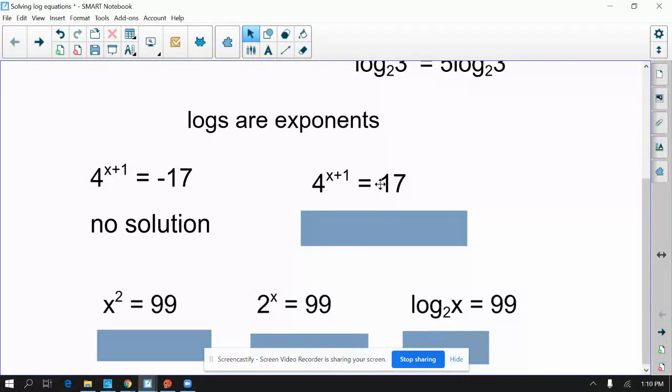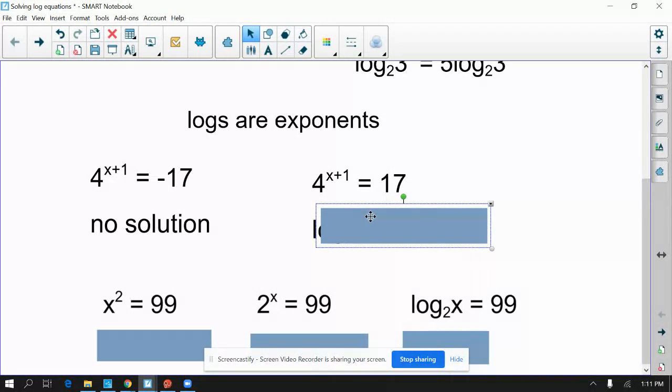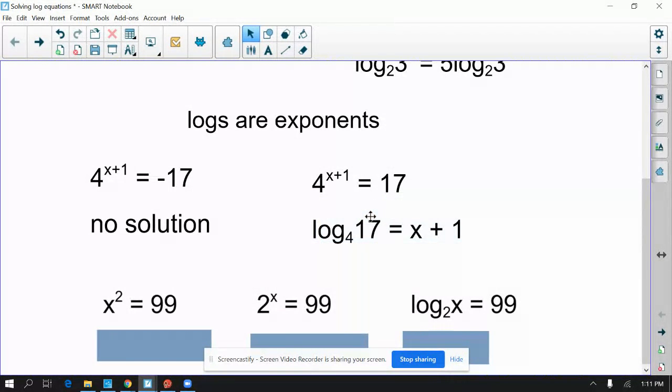This one, however, how would you solve for this? Well, you don't know the exponent, which is a logarithm, but you don't know the exponent. You know the base, you know what you end up as, but you don't know the exponent. So good thing for us, logs are exponents. So this logarithm is x plus 1. X plus 1 is the exponent. And now you go to your calculator, log base 4 of 17 is some number. You subtract 1 and you get x.